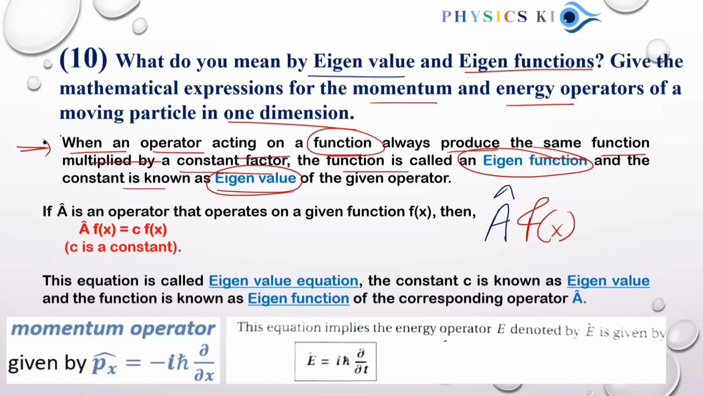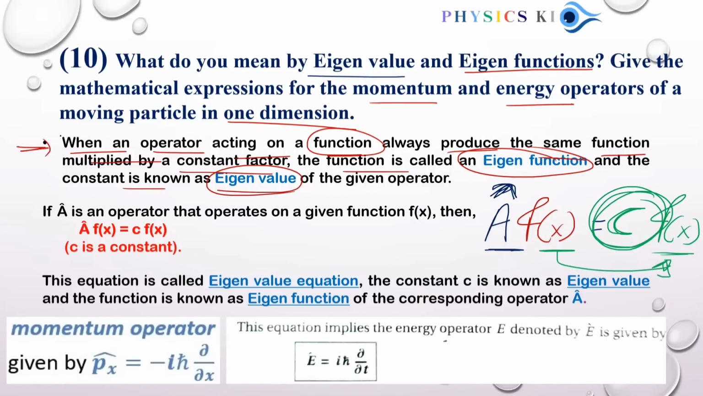So this is the function, and whenever I operate on it with an operator, suppose a is my operator, we get a constant value, suppose c is a constant, and again we get the same function. So this function is called an eigenfunction, and the constant value we got is the eigenvalue. That's why this is the equation.